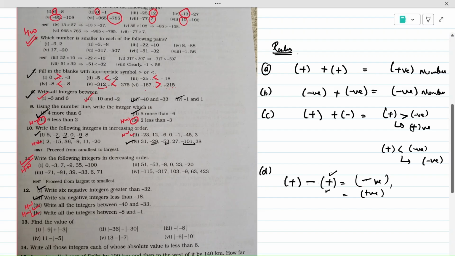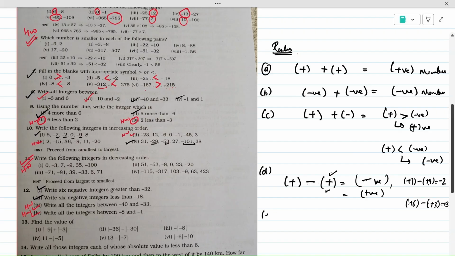For example, if I'm subtracting plus 7 from plus 9, the answer will be minus 2. Why minus 2? Because here the plus 9 is greater, but it is coming in the second part. Otherwise, if I'm subtracting plus 6 and plus 3, then this number is smaller than the first number, so the answer will be positive. So it depends upon the second number given to us.